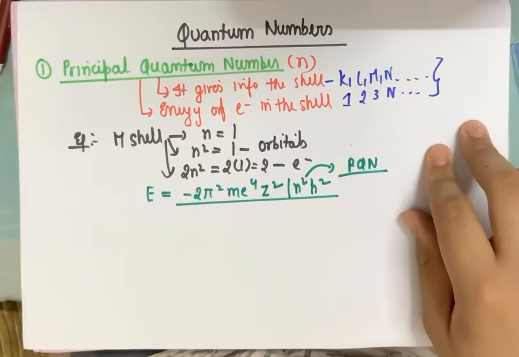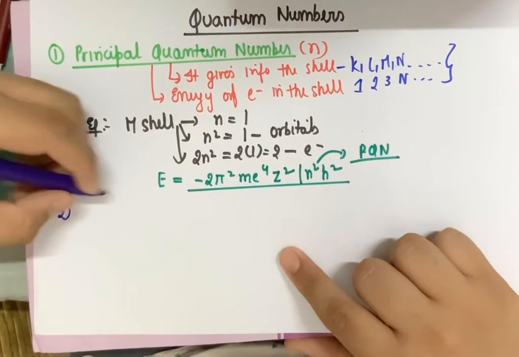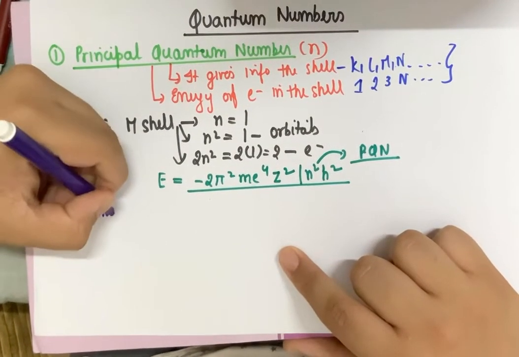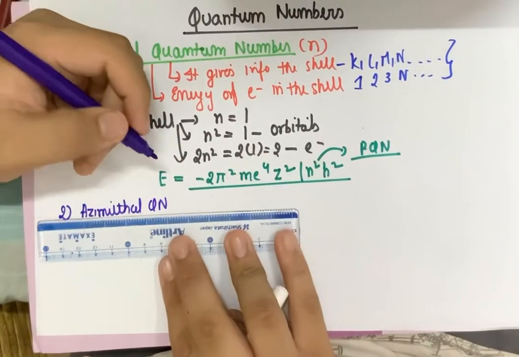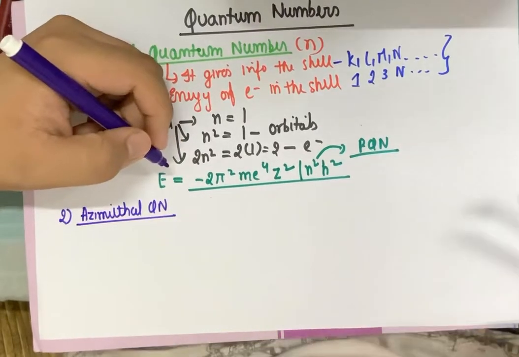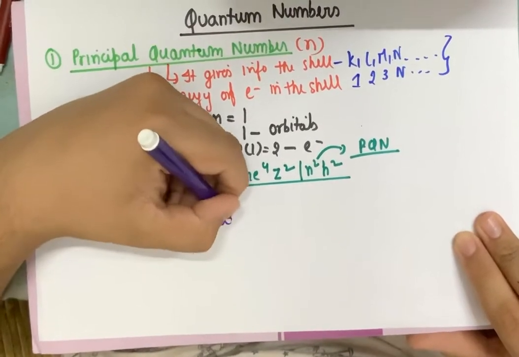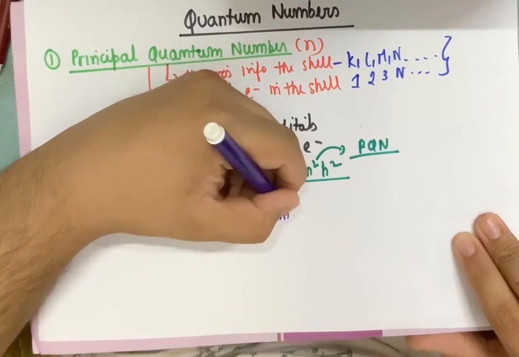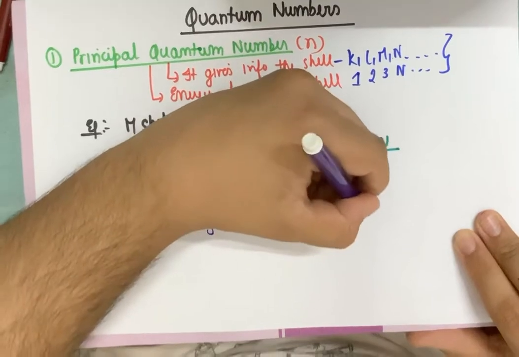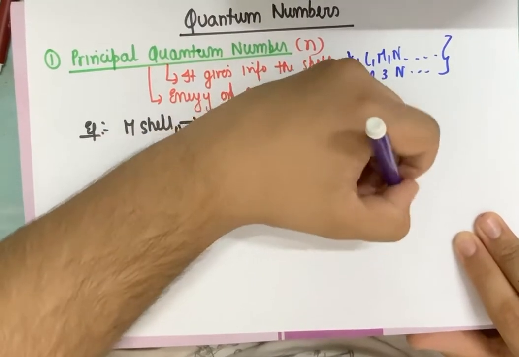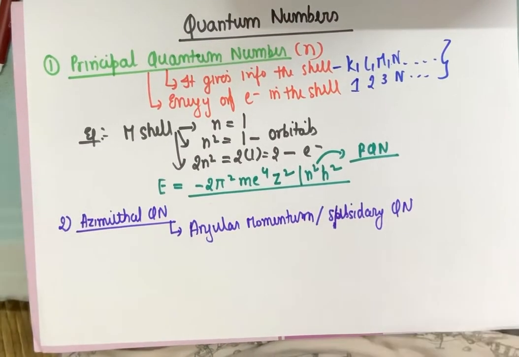Alright, now coming to the next quantum number, which is the azimuthal quantum number. I'll write Qn for quantum number. Now this azimuthal quantum number is also called angular quantum number or angular momentum. It is also called the subsidiary quantum number. So you can be given a question regarding the angular quantum number, or subsidiary, or azimuthal.